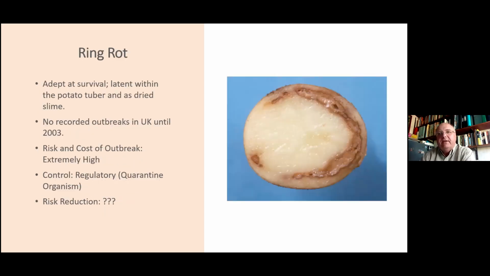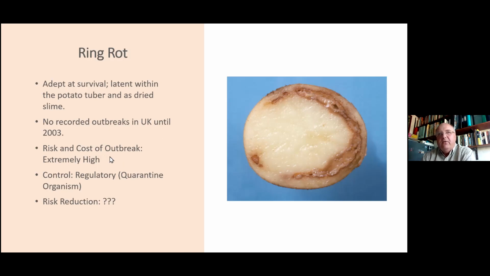Ring rot as a bacteria, and I note there's several bacteriologists within the audience, so they'll know far more about it than I do, is quite an acute bacteria in that it survives as a latent within the potato tuber, so it can move over several generations before it actually shows itself, by which time it's already quite widely spread within an area. I don't know how usual this is for bacteria, but I'm told ring rot can survive as a dried slime on machinery, containers and boxes, and then rehydrate and start an infection again.